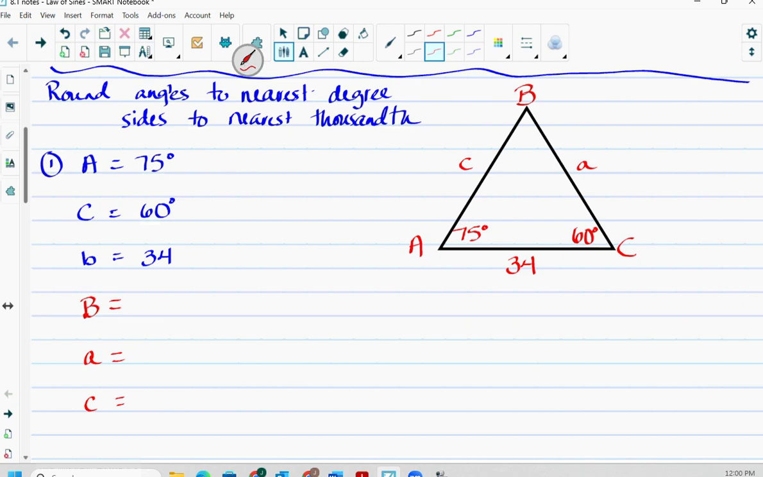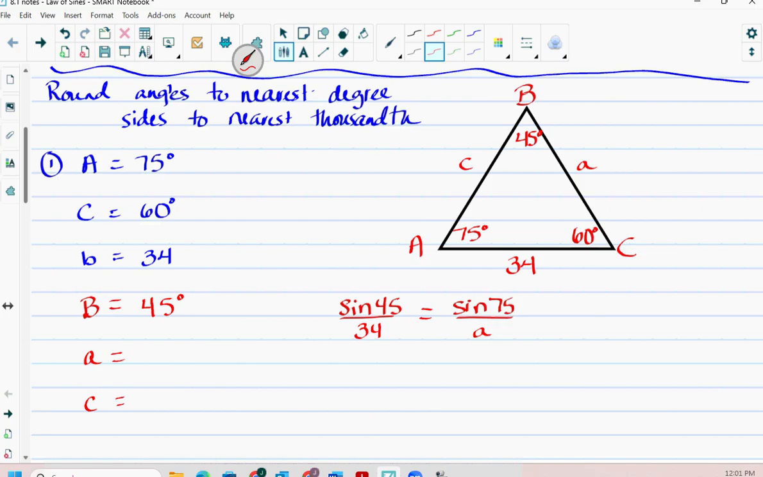All right, guys, so then we just set up our proportion. Well, and even before that, do we know what angle B is? 45. How do we know that? Yep. Triangles always have 180 degrees in them, so we know this. So you just have to pick if you're going to find side A or C first. I'm just going to do A alphabetically. So I'm going to set up sine of 45 over 34 equals sine of 75 over little a.